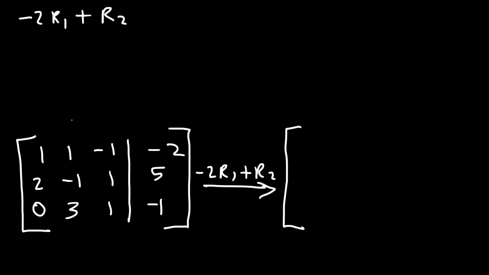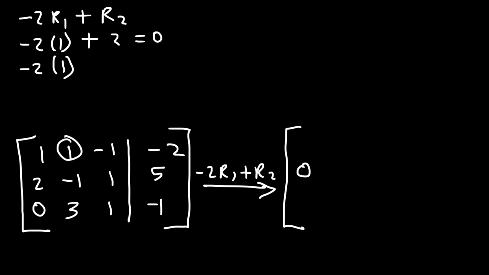So for column 1 and in row 1, we have an entry 1. So R1 is going to be 1. And for row 2, column 1, the entry is 2. So negative 2 plus 2 is 0. So this is going to be 0. Now for column 2, we're going to use these two numbers. So in column 2, R1 is 1, and R2 is negative 1. So this is going to give us negative 3.